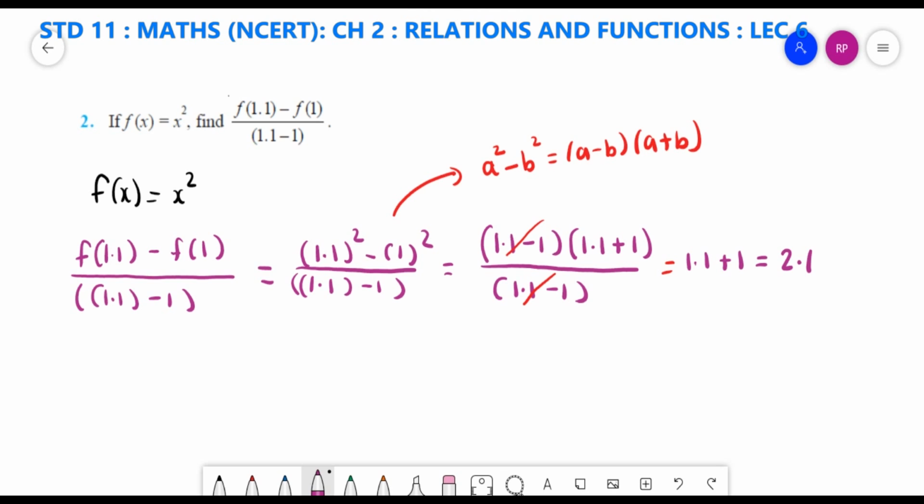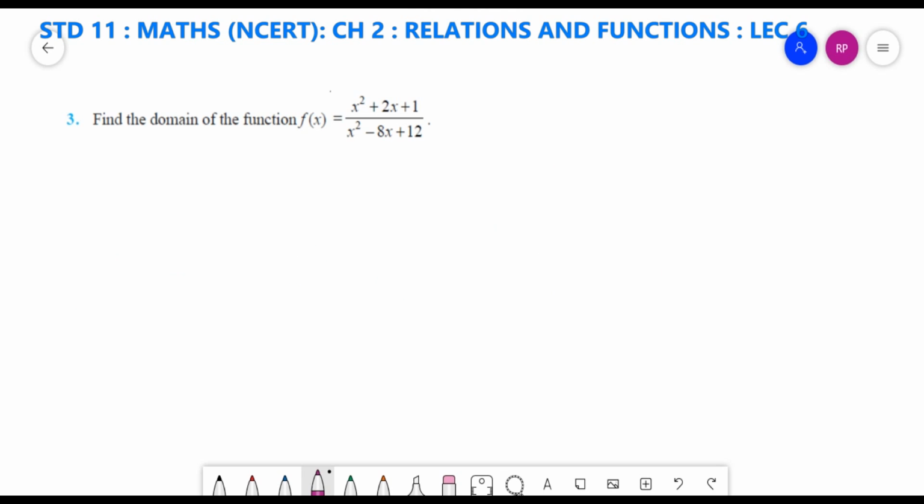Okay, let's move to the third one. Question number 3. Find the domain of the function f(x) equal to (x square plus 2x plus 1) upon (x square minus 8x plus 12). Now remember what you have to do in this type of question.